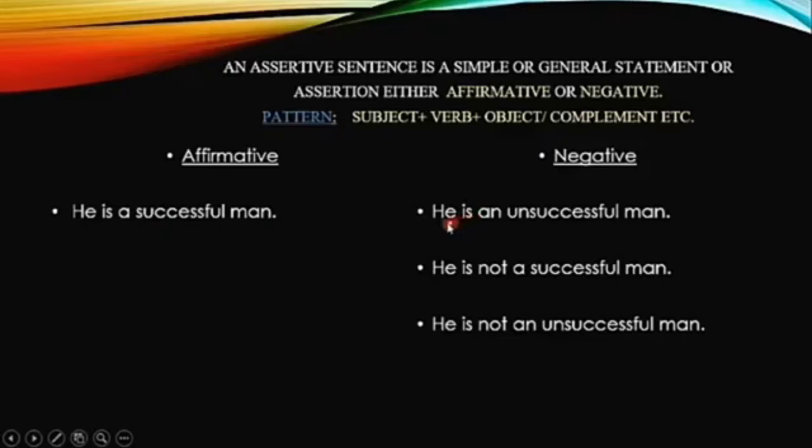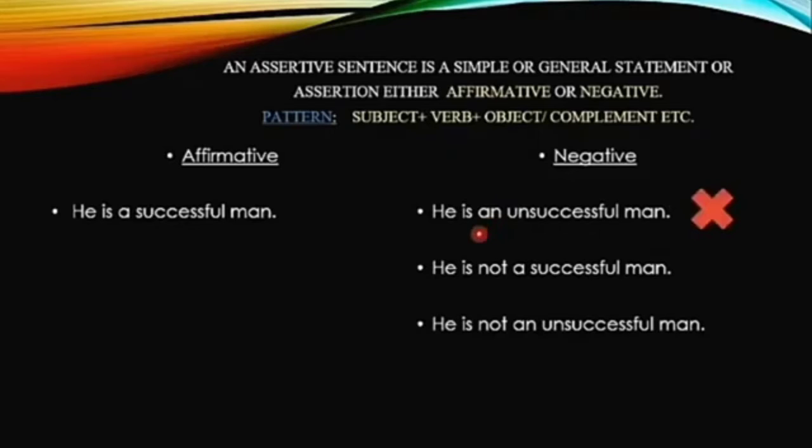Negative form. Is it a correct one? He is an unsuccessful man. Does it go with the sentence that is given already? He is a successful man. We cannot change the meaning. He is not an unsuccessful man. This is not even a negative sentence. There is no negative word here. So that's why this is a wrong answer.